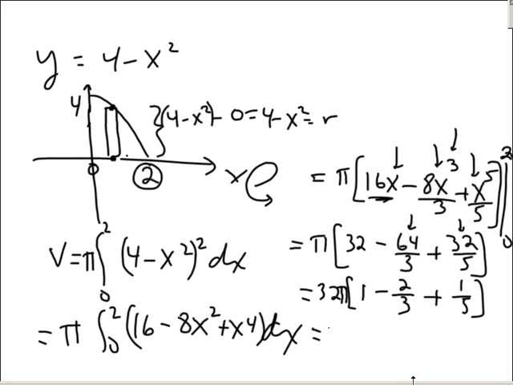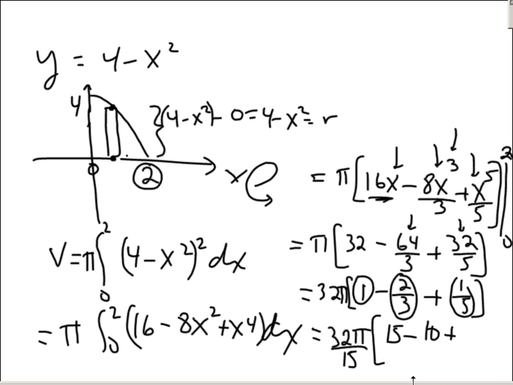Okay, now we need to get a common denominator, which will be 15. 1 is 15 over 15, minus, multiply top and bottom by 5, you get 10 over 15. I already factored out the 32. Plus, if you multiply top and bottom by 3, you'll get 3 over 15. And what's inside those brackets looks to me to be 8. So 32 times 8 sounds like 256 times the pi.